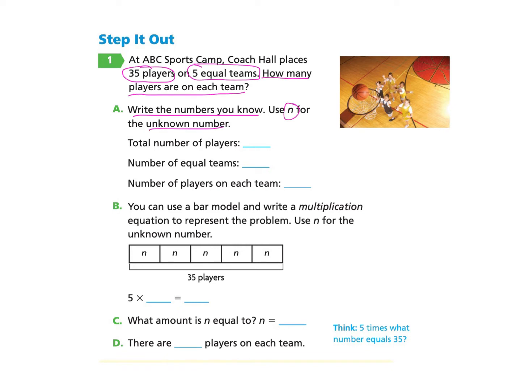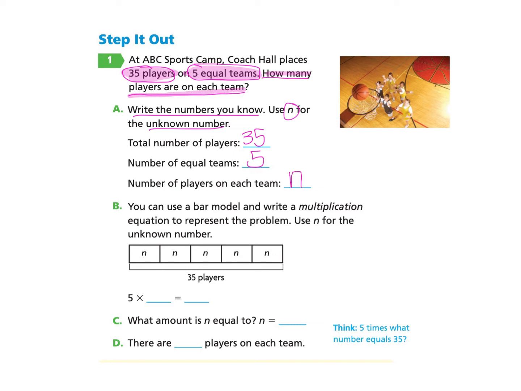So our total amount of players, we were told, is 35 players. So we can write 35 here. Then the next part asks the number of equal teams, which we are told was 5 equal teams. So we can write 5 here. And the number of players on each team is our unknown. That's where they're asking us to find out how many players are on each team. So we can write the unknown with the letter N.